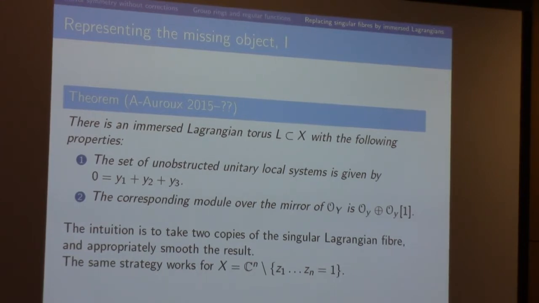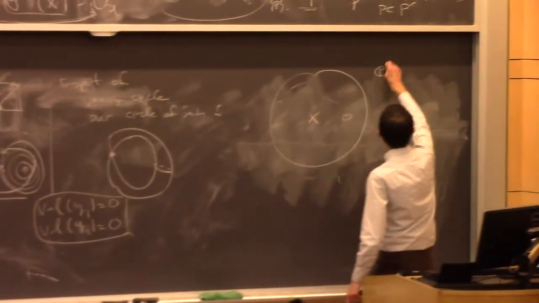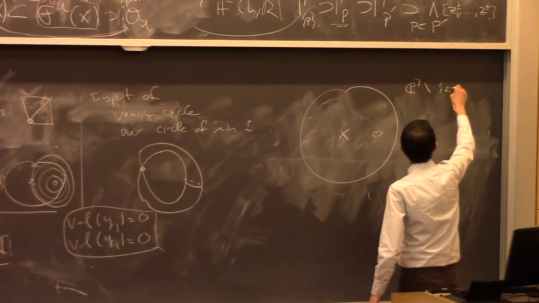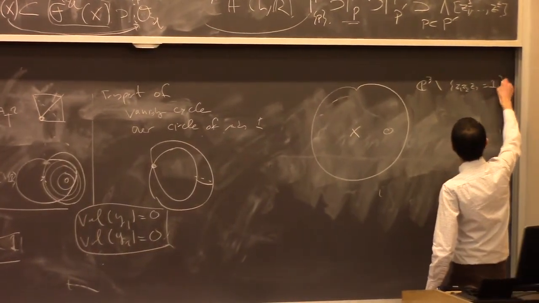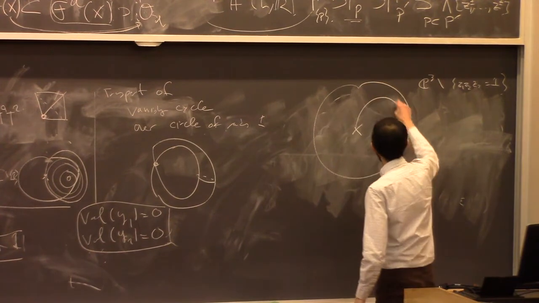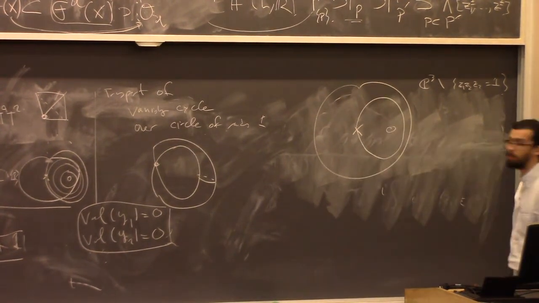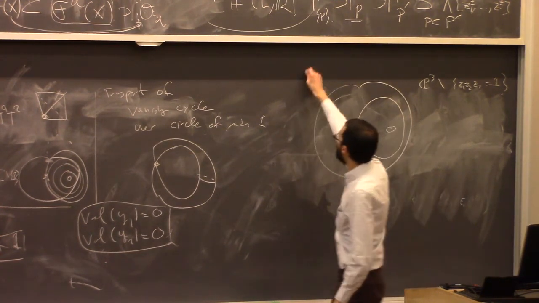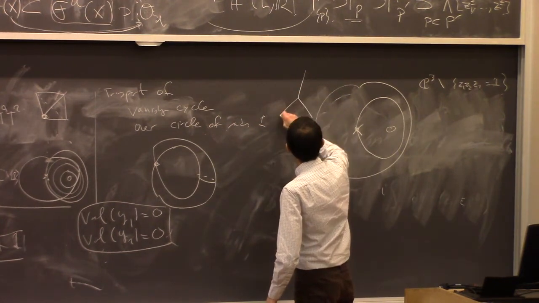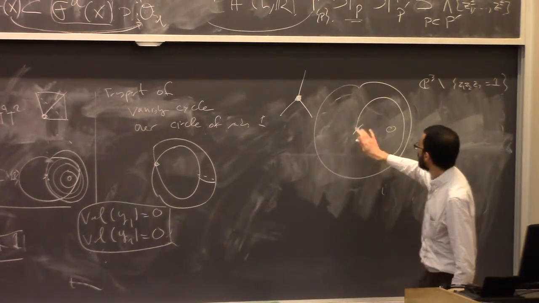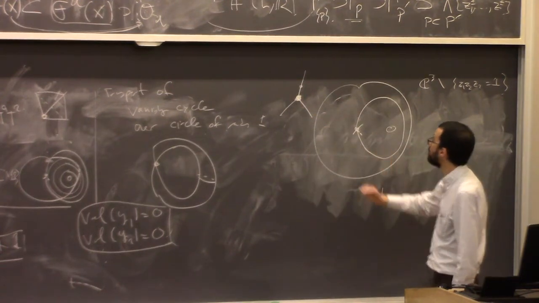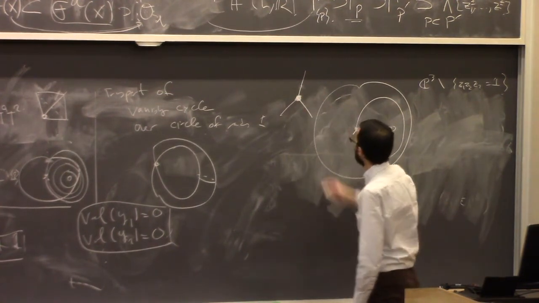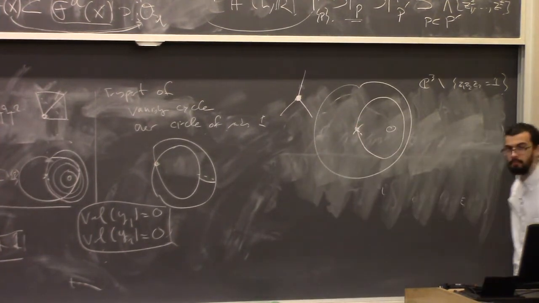How do you produce these Lagrangians? Well, you see there's this direct sum of this plus this. So the intuition is you start with this. Now I'm back at C3 minus z1 z2 z3 equals 1. And you can easily write down this singular Lagrangian. That's this. And over here, it passes through the most singular point of your variety. If you choose it to pass through here, then you get something immersed, and you're okay by Kenji's work. But if you do it there, then that doesn't work.